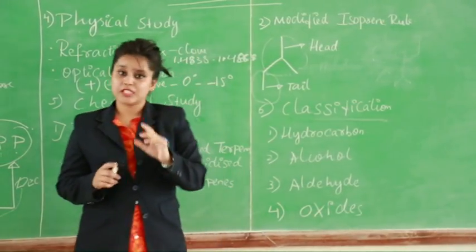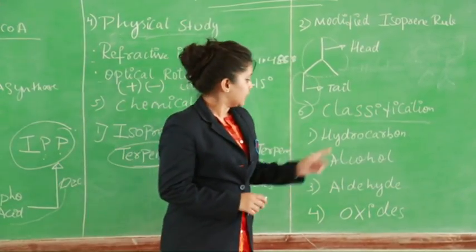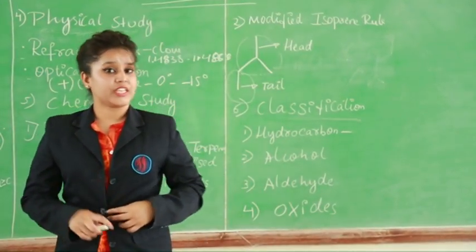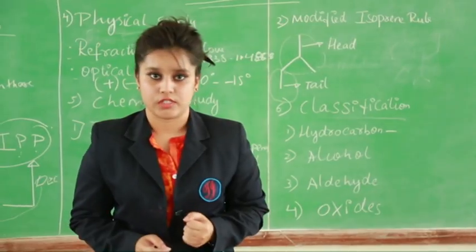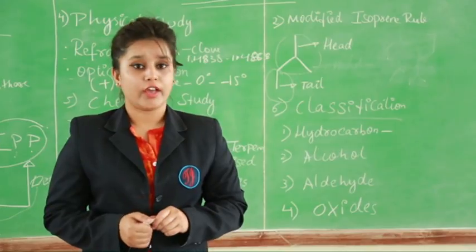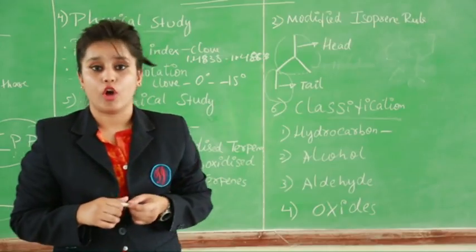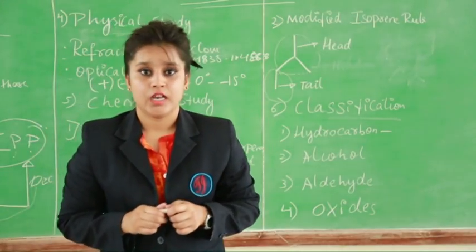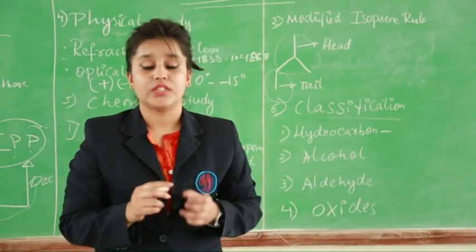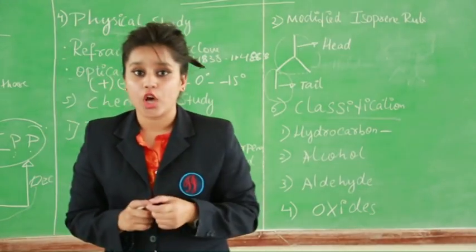Now that's pretty much about the chemistry. Let us look at the classification of it. The classification here is based on the functional group they possess. Under hydrocarbon, we have turpentine. Turpentine oil is the hydrocarbon-possessing volatile oil. Next we have alcohol, which is mentha. Then aldehyde, we have cinnamon, which has cinnamaldehyde in it. Oxides, we have clove, that is eugenol.